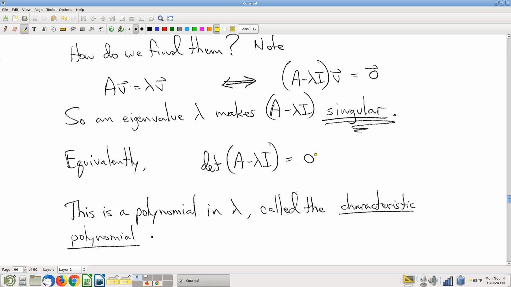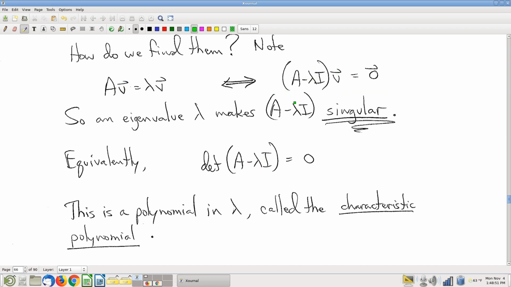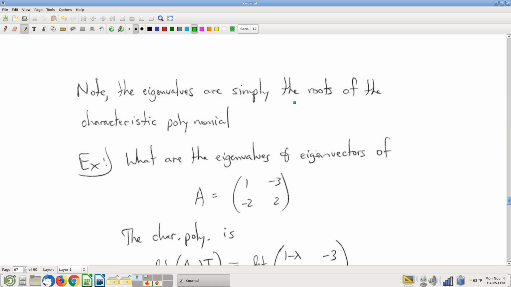By the way, once you know the eigenvalues, finding the eigenvectors is easy. The eigenvector, you can see right here, is just going to be any vector that's in the null space of A minus lambda I. So, eigenvalue first by looking at the characteristic polynomial, and then eigenvectors by taking the corresponding null space. Okay. Okie dokie, let's get our hands dirty and actually do one.